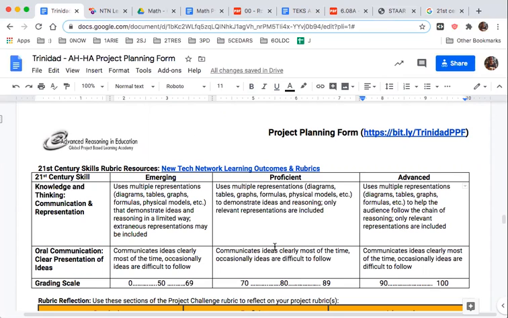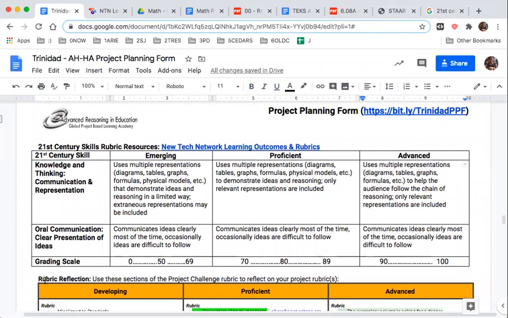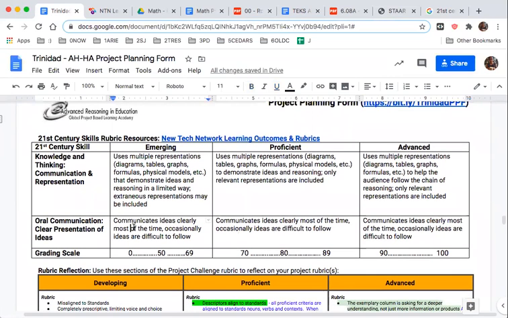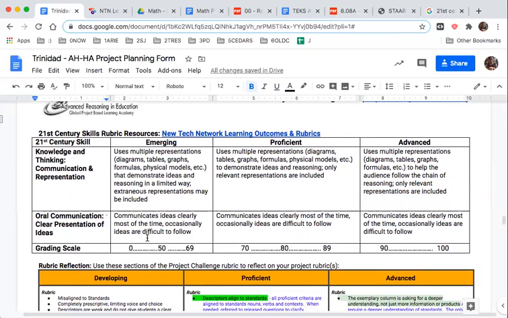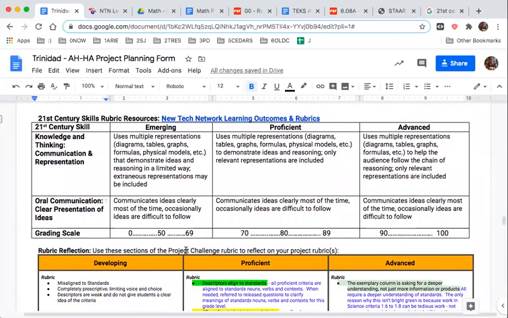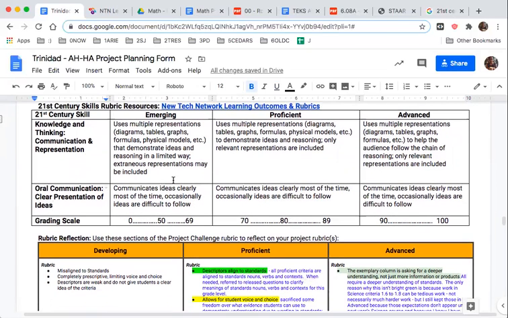And then similarly, I knew they were going to be presenting at the end of this project and throughout this project. So I picked a strand of the oral communication rubrics that would reinforce this idea of multiple representations. What I picked was the clear presentation of ideas. The reason why I picked it is that, again, I was looking for consistency across the board and clarity. I like how this particular strand of oral communication emphasizes clear communication of ideas either occasionally or most of the time, and whether or not the audience is able to understand your argument.